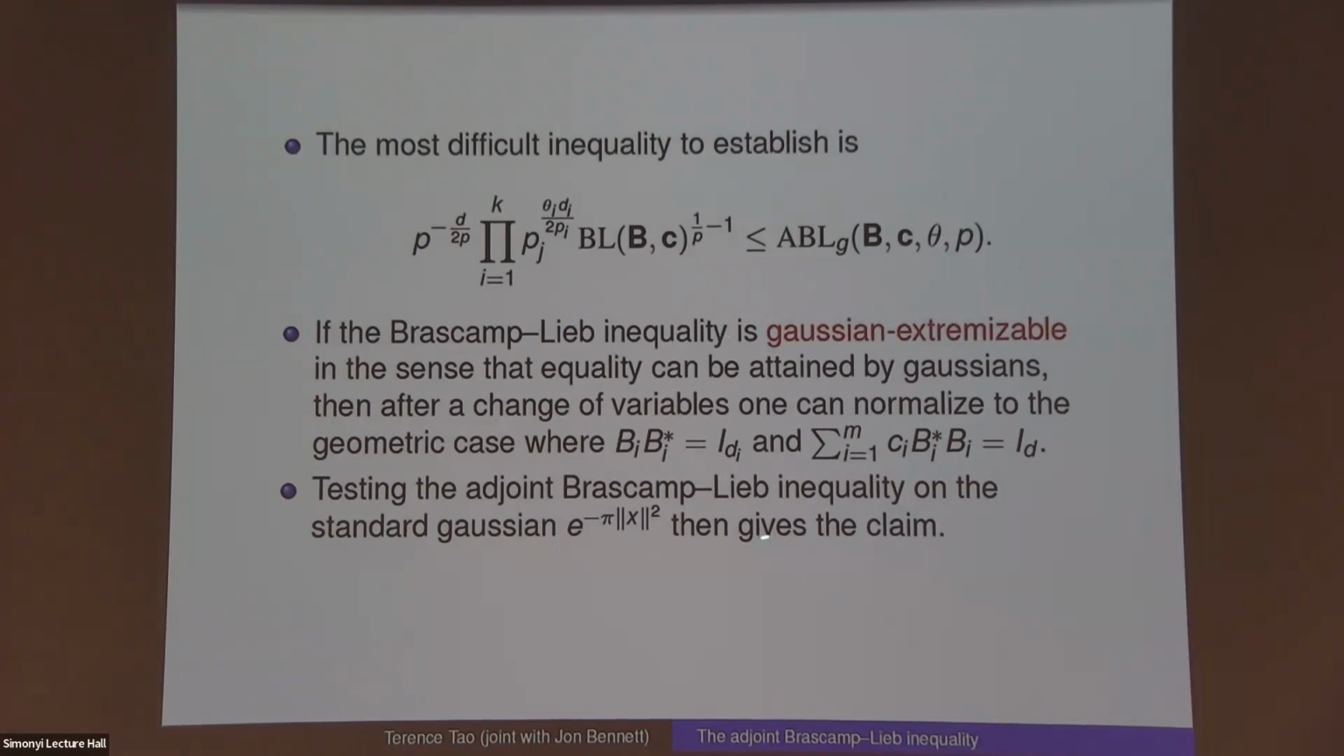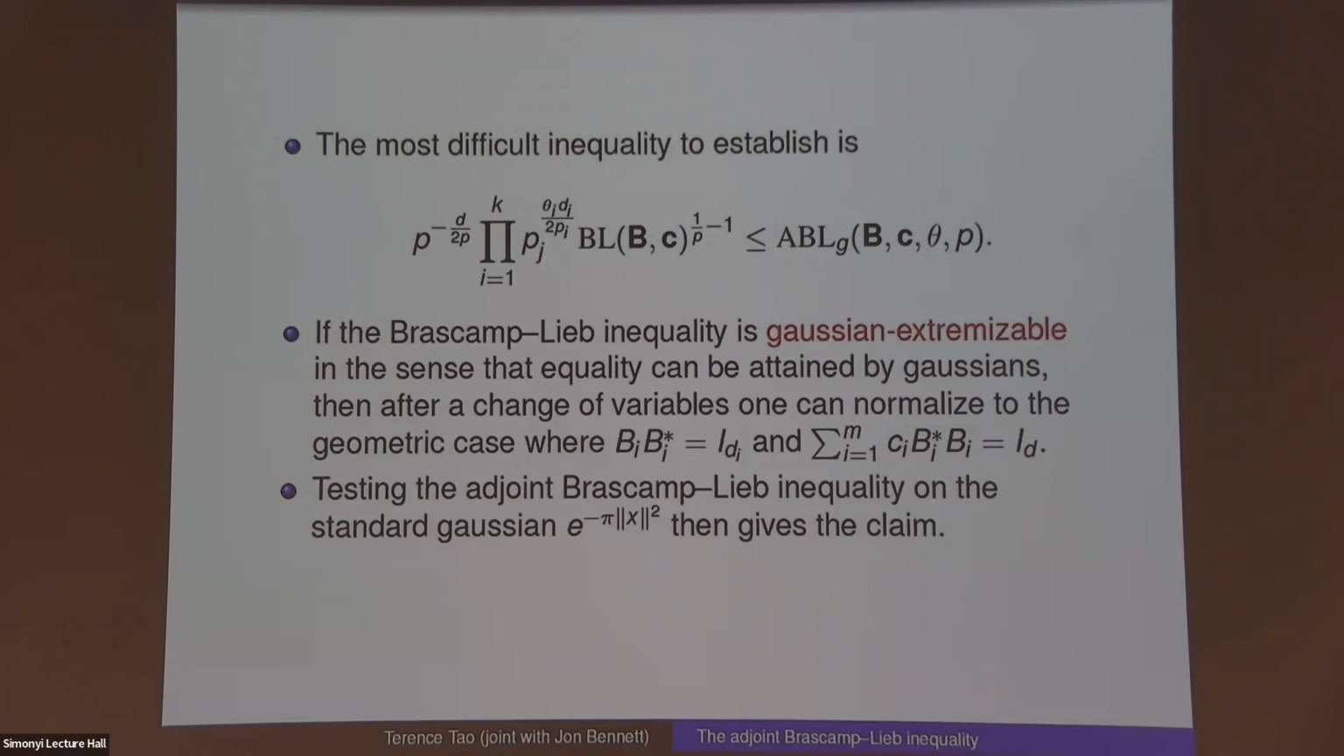And then actually, it's very easy. Once you've normalized, you just plug in. You can get lower bounds. This constant is 1, and you can lower bound the adjoint Brascamp-Lieb Gaussian constant just by plugging in a Gaussian and computing, and you get this. So in the Gaussian extremizable world, you're fine.